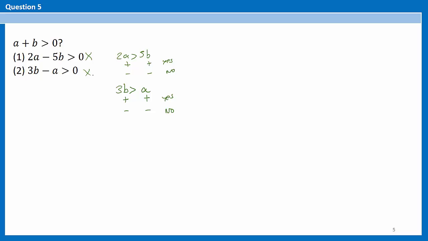Now, if I work together with both statements, I can use the property that says I can add two inequalities that have the same inequality symbol. But in order to get the advantage, I need to eliminate a. And for that, I will need to multiply this statement by 2. That would be 6b minus 2a greater than 0.